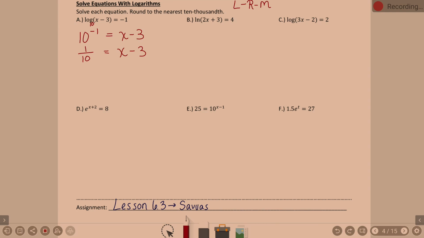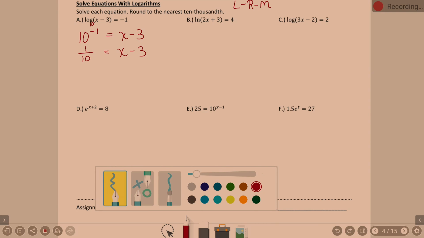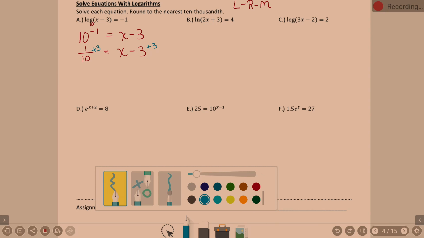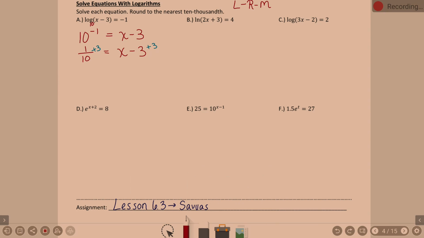Okay, now I will let you add 3. Okay, since it's x minus 3, we're going to add 3. And with that in mind, what is 1/10 plus 3? Okay, 3 and 1/10 or 3.1.